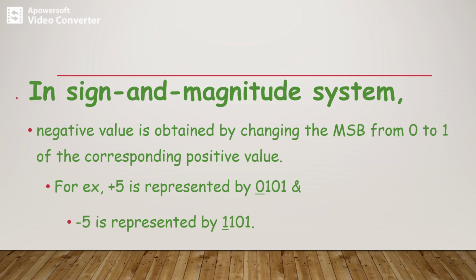So in the case of sign and magnitude system, a negative value is obtained by changing the MSB from 0 to 1. As I mentioned before, the value of MSB decides whether the number is a positive number or a negative number. So in the case of sign and magnitude, we can get the negative number by changing the MSB from 0 to 1. That means we can represent a given positive number in terms of negative magnitude.